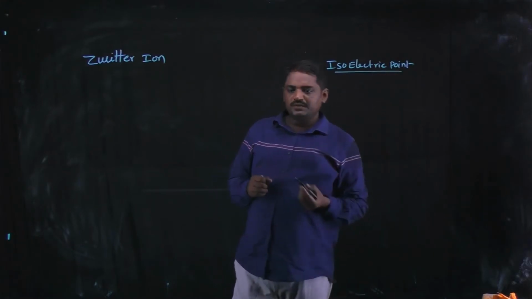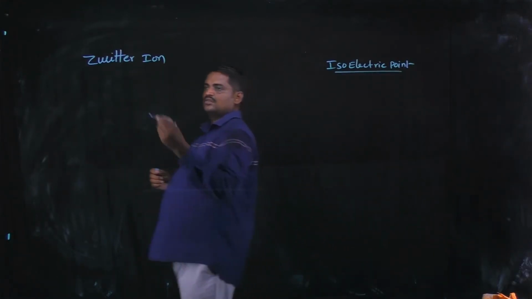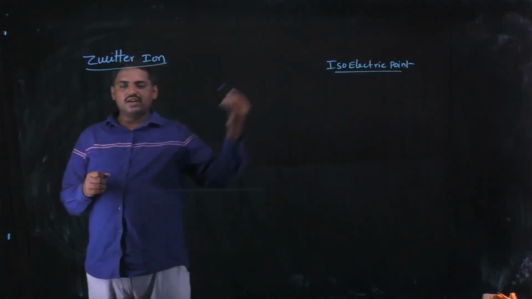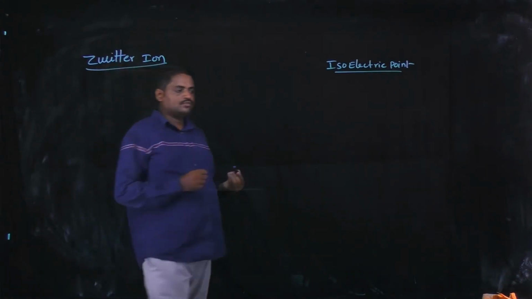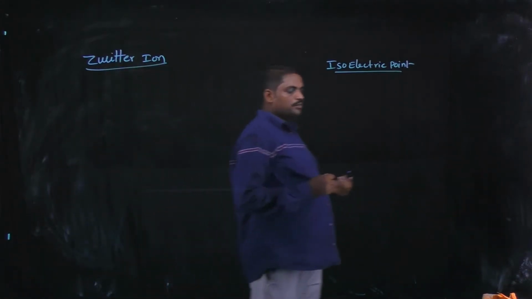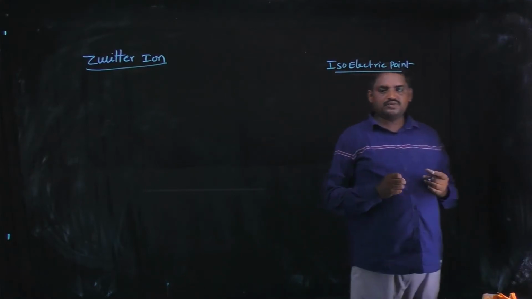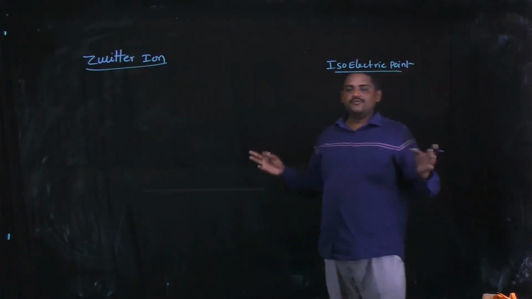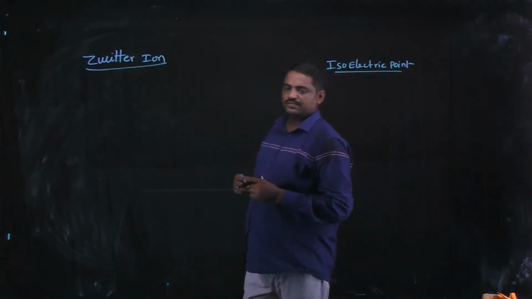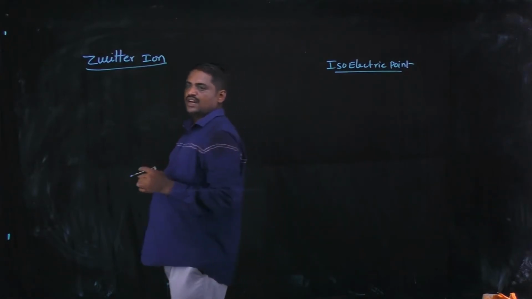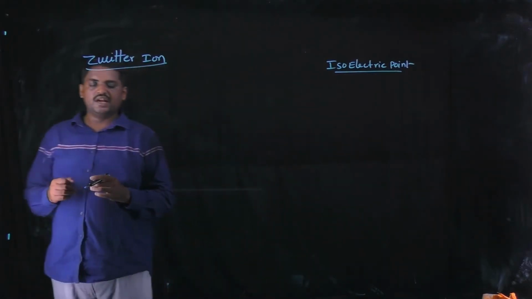What is the meaning of Zwitter ion? What is the meaning of isoelectric point? And the formula for the calculation of isoelectric point in different types of amino acids. Next one, Zwitter ion. What is the meaning of Zwitter ion?